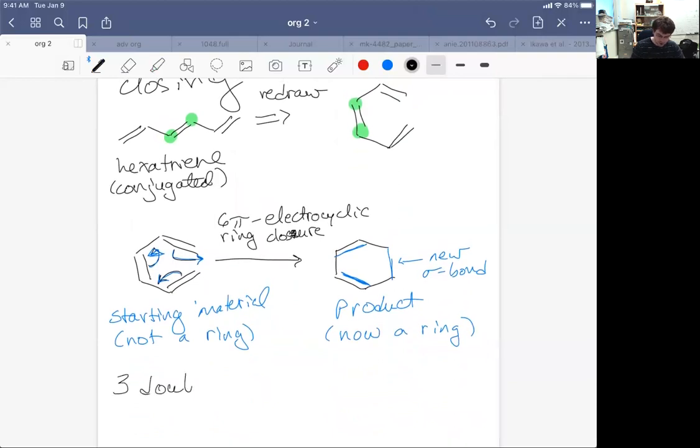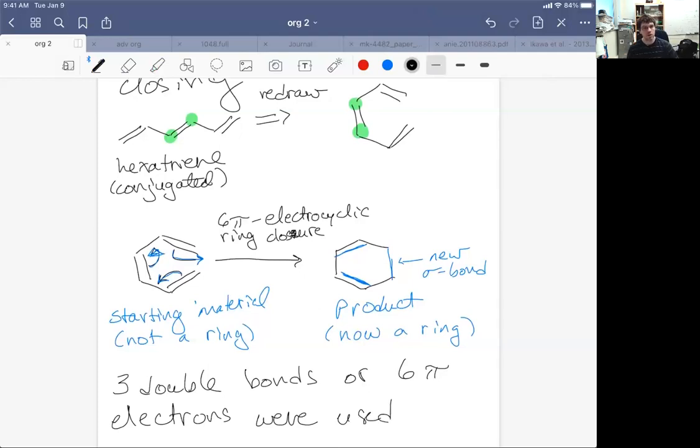3 double bonds, or 6 pi electrons, were used. Because 3 double bonds each provide 2 electrons from the pi system, okay? So if we have 3 of them, we have 6 pi electrons total. And that's where that nomenclature comes from. We close the ring and we use 6 pi electrons to do it. Okay, so we made a ring.